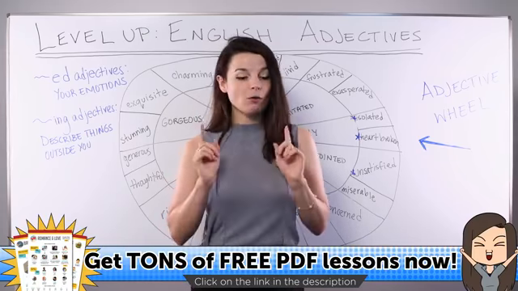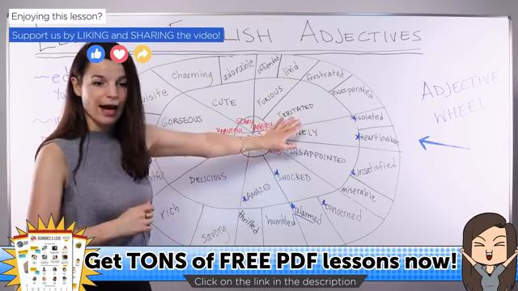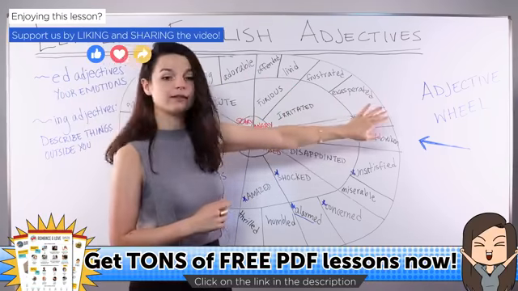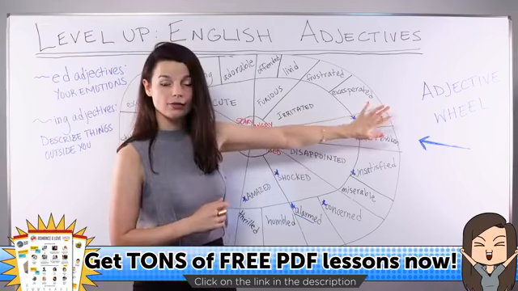Today's lesson, if you missed it, is leveling up your adjectives. Today I'm using an adjective wheel to do this. We've talked about one part of the wheel so far. So let's move on to the next two adjectives now that we know how to use it.